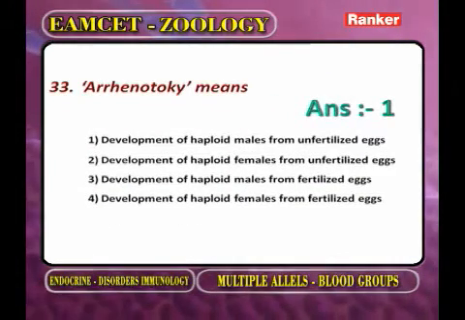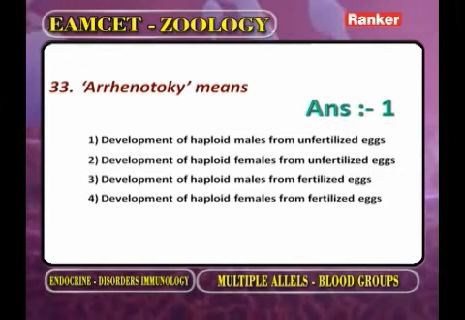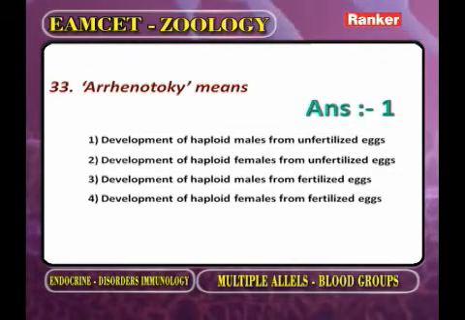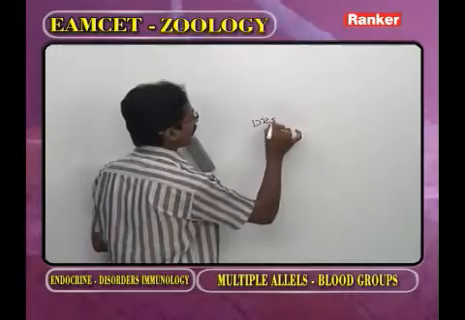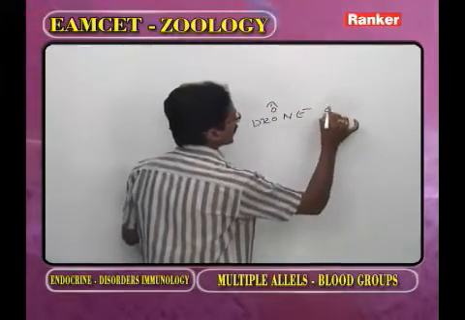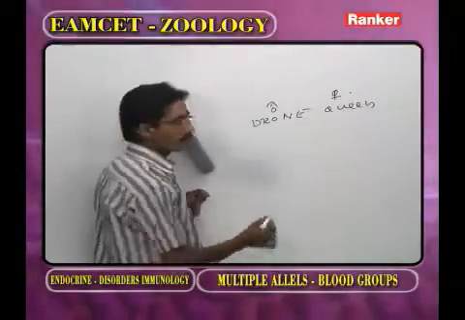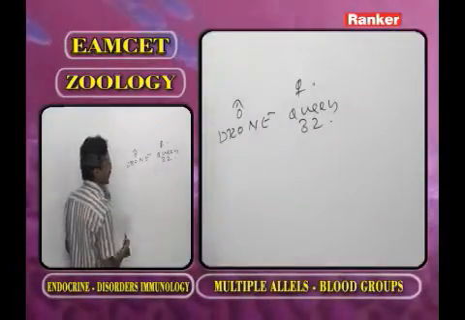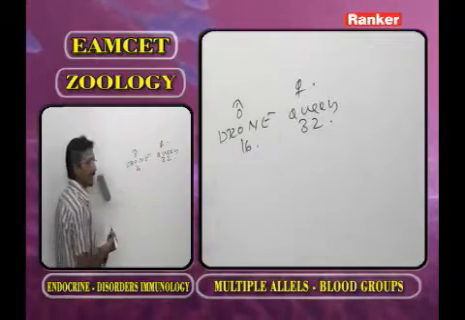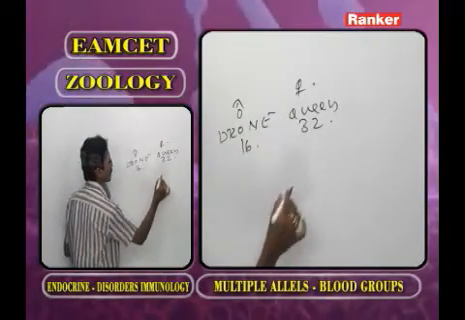Arrhenotoky. What is meant by arrhenotoky? Now, as we observe the honeybee family, this one we call it as drone, that is male honeybee. This one we call it as queen honeybee, female. Now, the queen has 32 chromosomes. The male has 16 chromosomes. It is haploid and it is diploid.